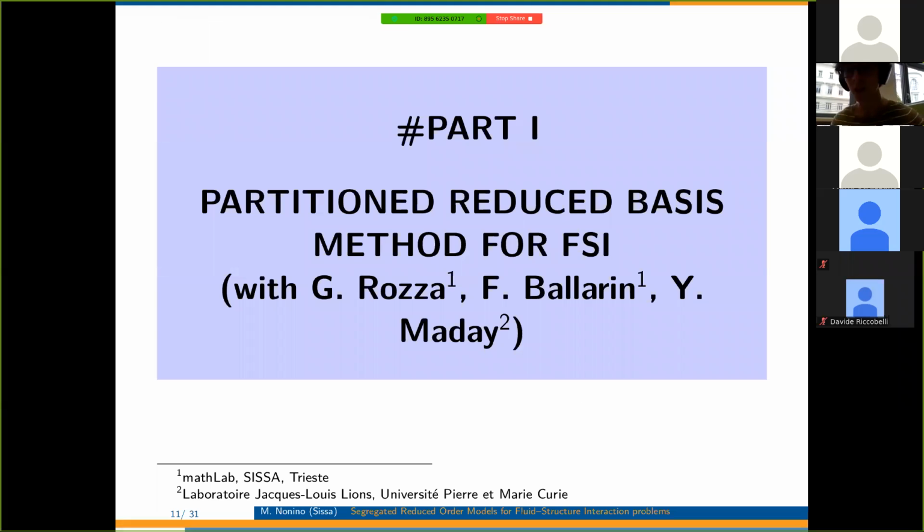So in this talk, I will present the first class of algorithms, which is partitioned algorithms for fluid structure interaction. This work has been carried out in collaboration with my former PhD advisor, Professor Gianluigi Rozza, my co-advisor Francesco Ballarin, and Professor Yvon Maday.